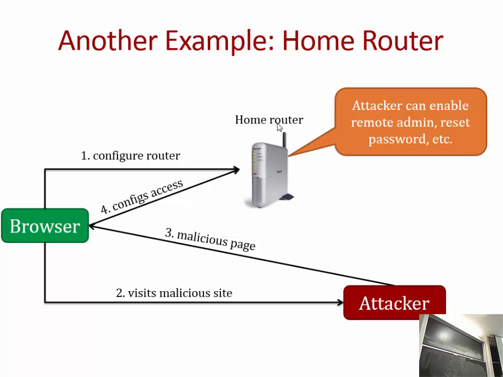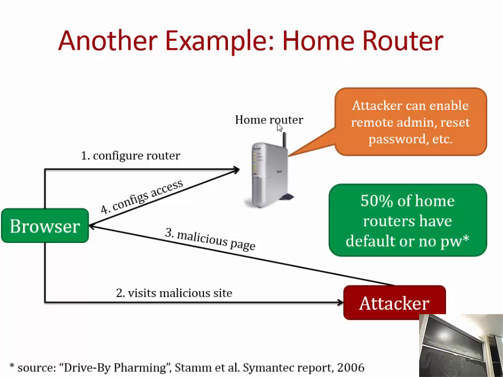This is how they did it. This is an example of how you could collect such a device. You have a malicious page, and then you configure the access. You open up this router so that it has incoming access, and then on this port over here, if you connect to the port on that person's computer, you actually get access to the router, or change the remote password, or whatever it is that you want to do. So, reset admin password, and so forth. This is an old study, but back in 2006, 50% of home routers had default passwords or no password.